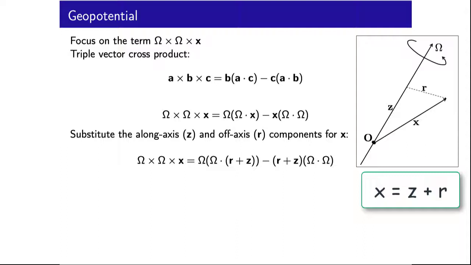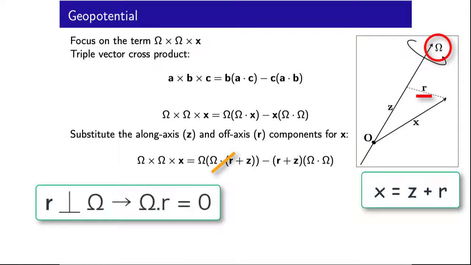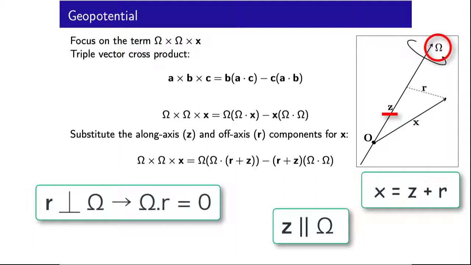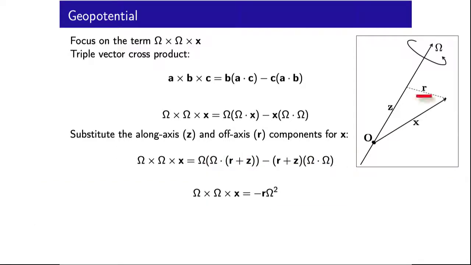Recall that r and omega are orthogonal, so their dot product is 0. Z and omega are in the same direction, so the omega z here is cancelled by the z omega here, leaving just the radial component and omega squared.